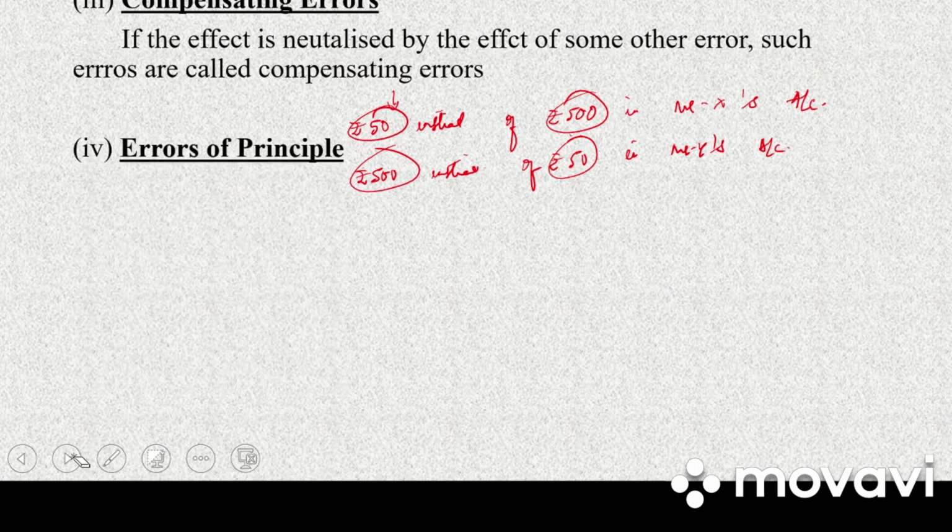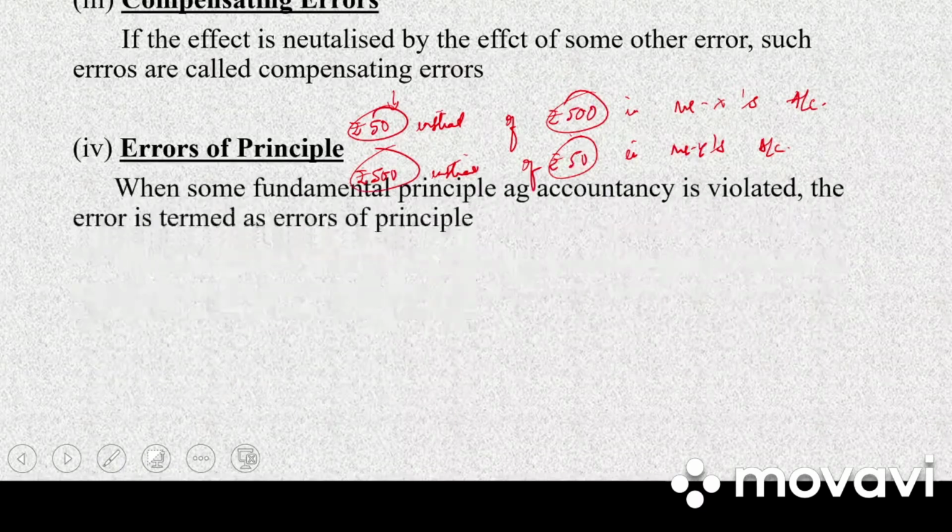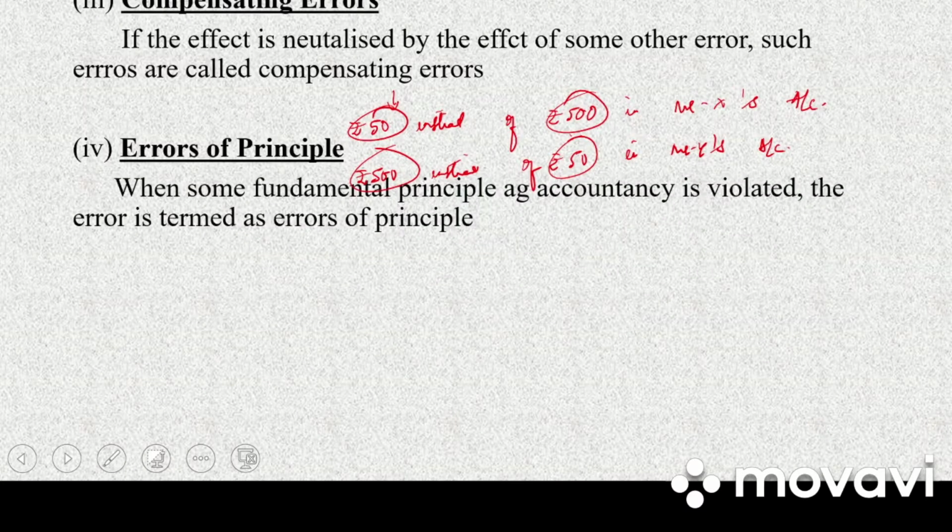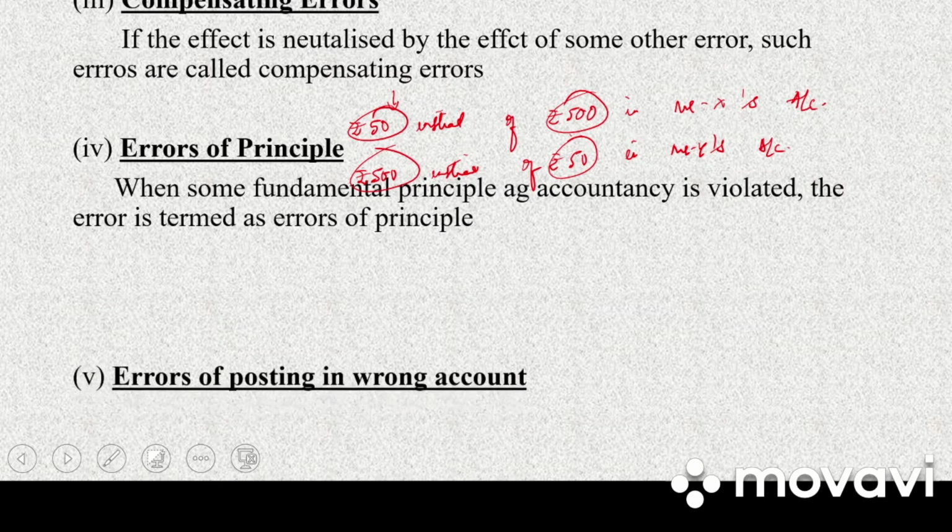Next we have errors of principle. So if wrong accounting principle is used, trial balance will tally. When some fundamental principle of accounting is violated, the error is termed as errors of principle. Say for example, a proper distinction is not made between capital and revenue. That is, capital expenditure is treated as revenue expenditure, vice versa. It is known as errors of principle.